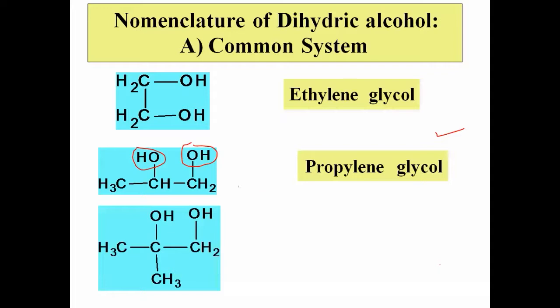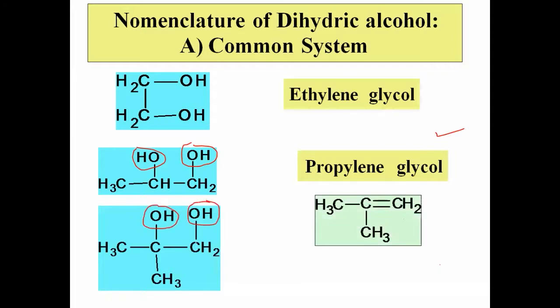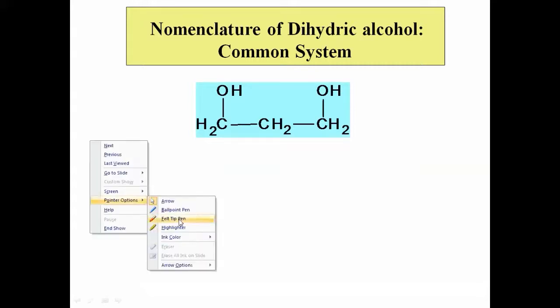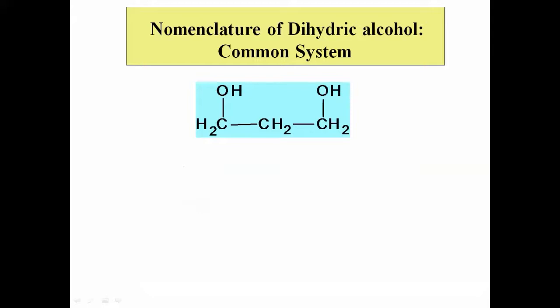Let us see one more example. Yes, it is again an example of dihydric alcohol. What is the parent alkene? This is isobutylene. Common name, isobutylene glycol. Now, two OH groups are present on the terminal carbon. Here two OH groups are present on the terminal carbon and there is no branching.